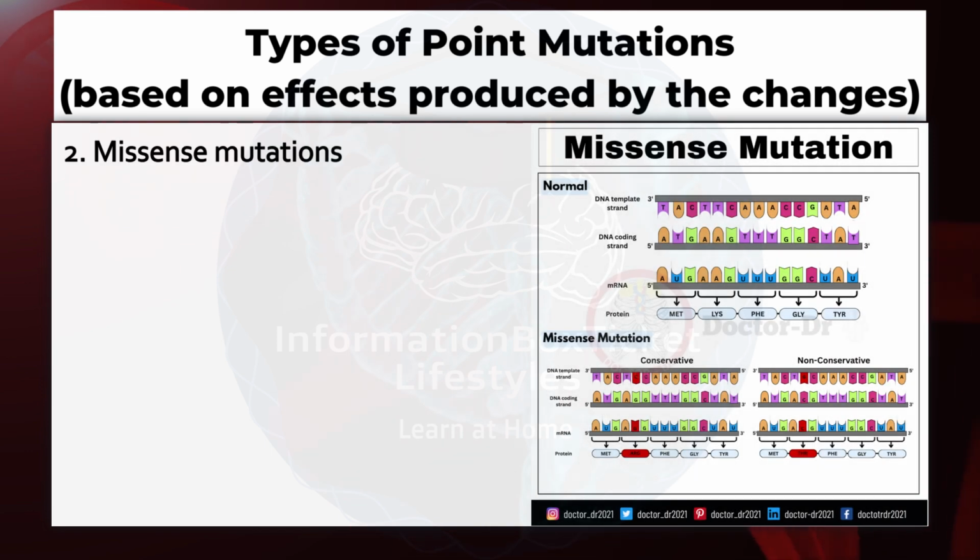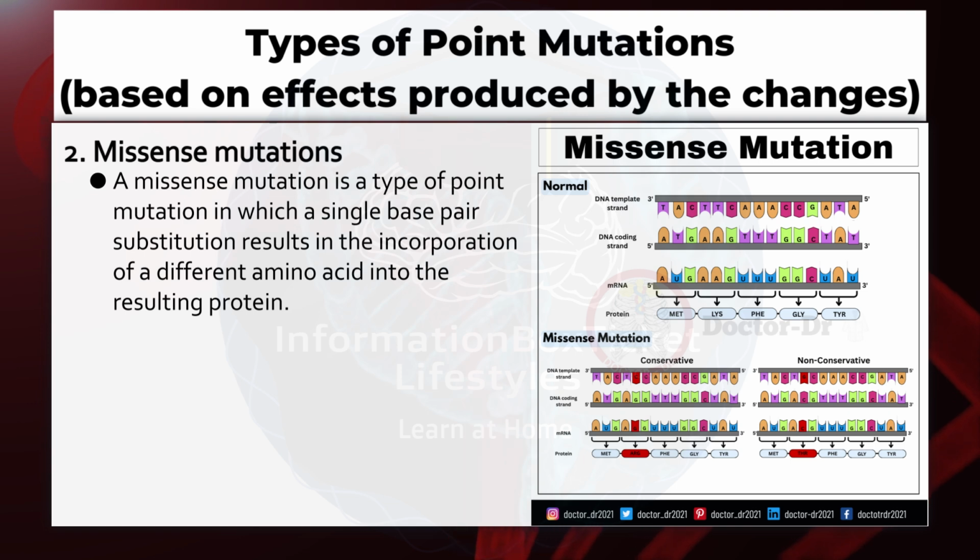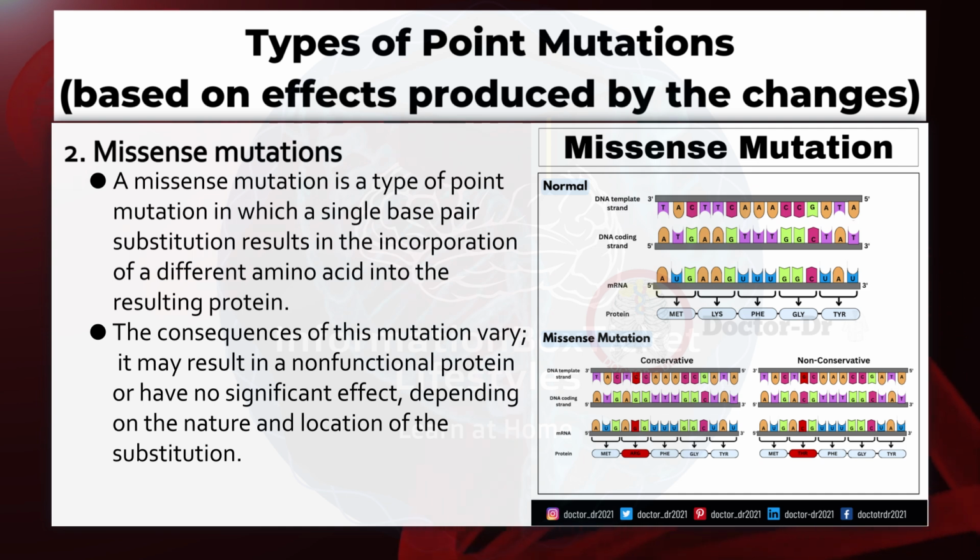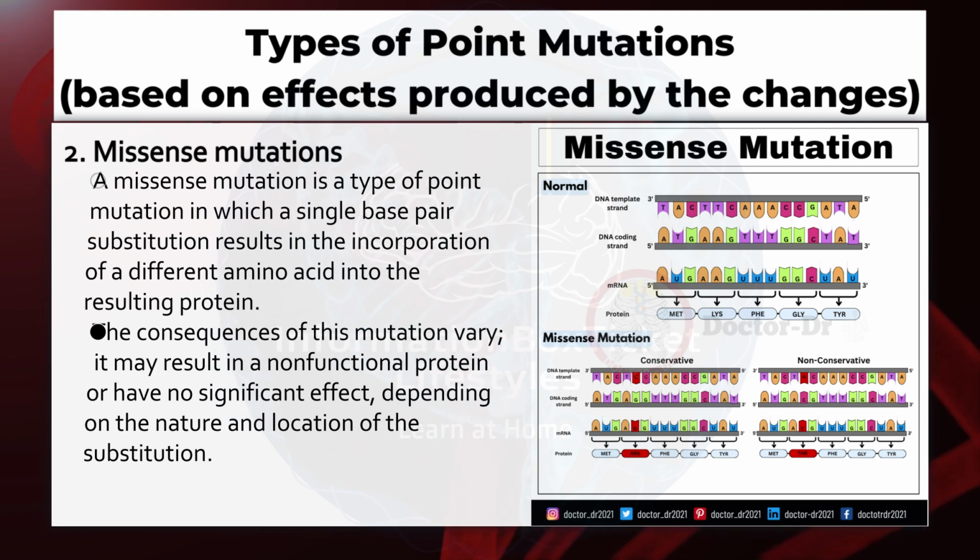Number 2. Missense mutations. A missense mutation is a type of point mutation in which a single base pair substitution results in the incorporation of a different amino acid into the resulting protein. The consequences of this mutation vary. It may result in a non-functional protein or have no significant effect, depending on the nature and location of the substitution.